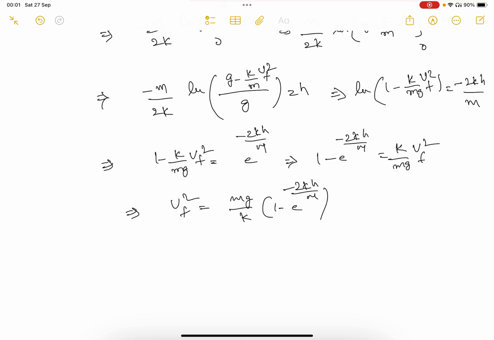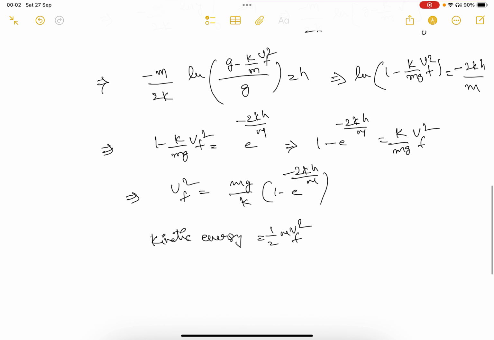Now the kinetic energy is half m vf square, which is half m square g by k into 1 minus e power minus 2kh by m. So this is the solution.